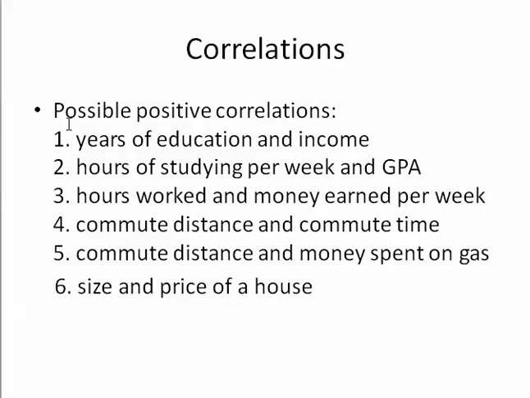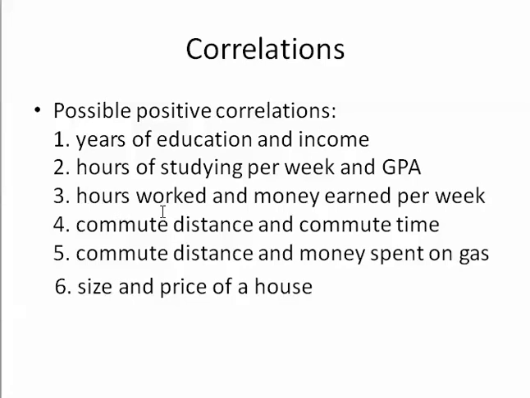On this slide, we have some examples of possible positive correlations. I said the word possible because I don't actually have any data with me to back these up. These are just examples of things that should be positively correlated based on common sense. It should be true that people who spend more years in school earn higher incomes. So this first example should be a positive correlation. I believe that it's also true that people who study more hours per week have higher GPAs on average. So the second one, I believe, is also a positive correlation.